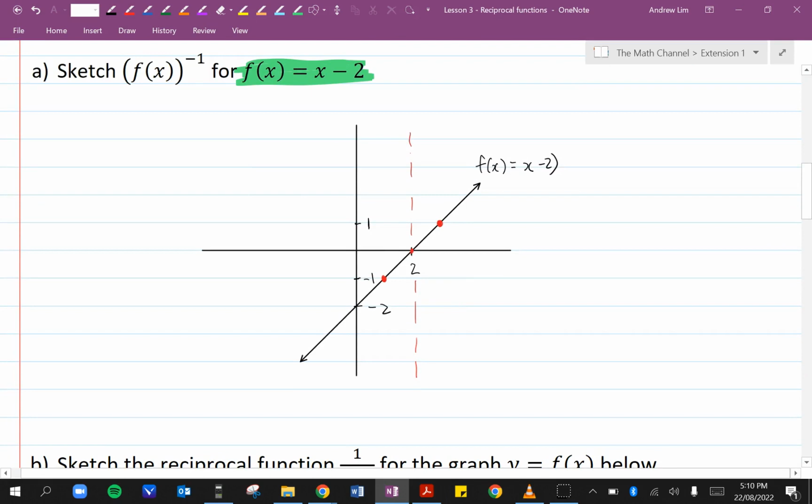Okay? So if we have a look at this portion of the line, can you see how the y values are really small? Right? It's really close to 0. 1 divided by something really small is really big. It's going to be really big. And over here, it goes up to infinity, 1 divided by something really big is really small. It's going to be down here. And so we can see here that when we graph this, it's going to look something like this.